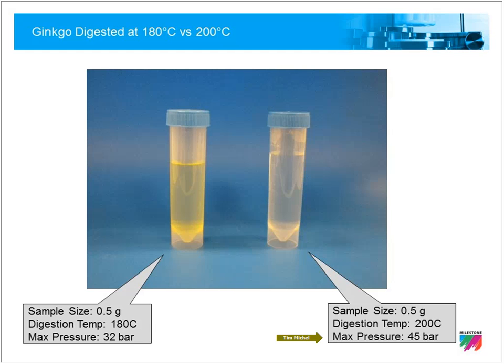Now, yes, you're going to have some increase of pressure simply from the vapor pressure of the acids that were being used. In this case, it was nitric acid. But that additional pressure is coming from the further decomposition of the organic component of that sample.